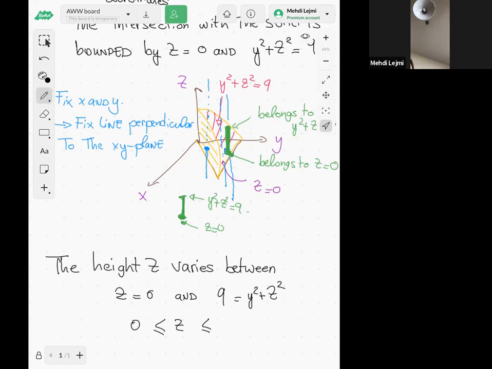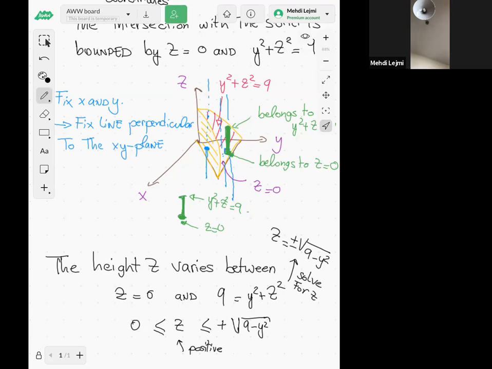So we have to solve for z. If you solve for z, because of the even power, you're going to get plus or minus the square root of 9 minus y squared. But because my z is positive, larger than 0, above the XY plane, then my z would be between 0 and plus square root of 9 minus y squared. So I'm fixing x and y, and I'm saying the height z varies between these two equations, once x and y are fixed.